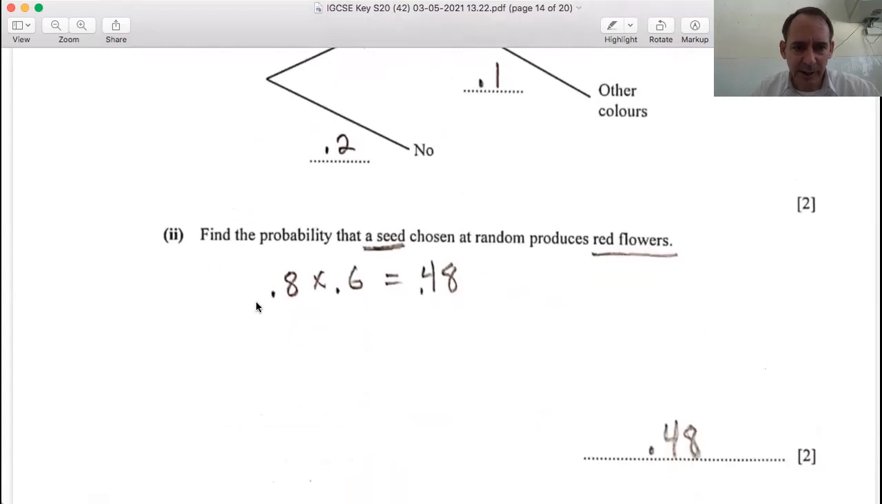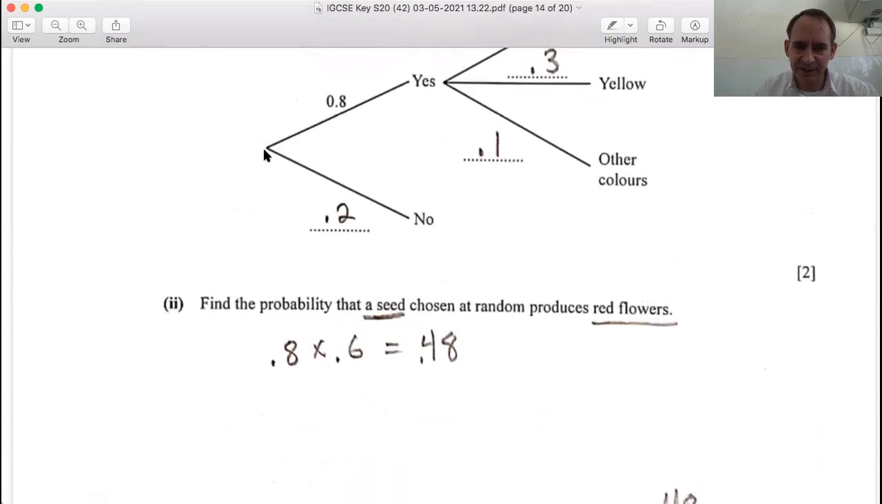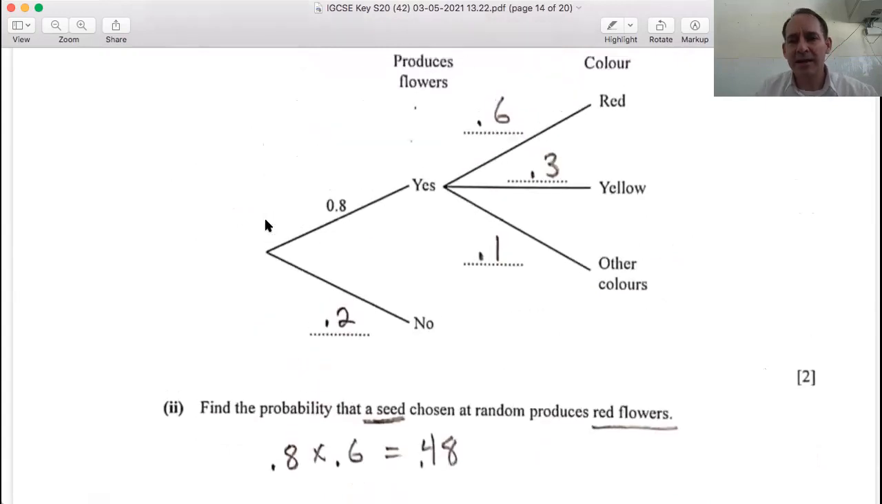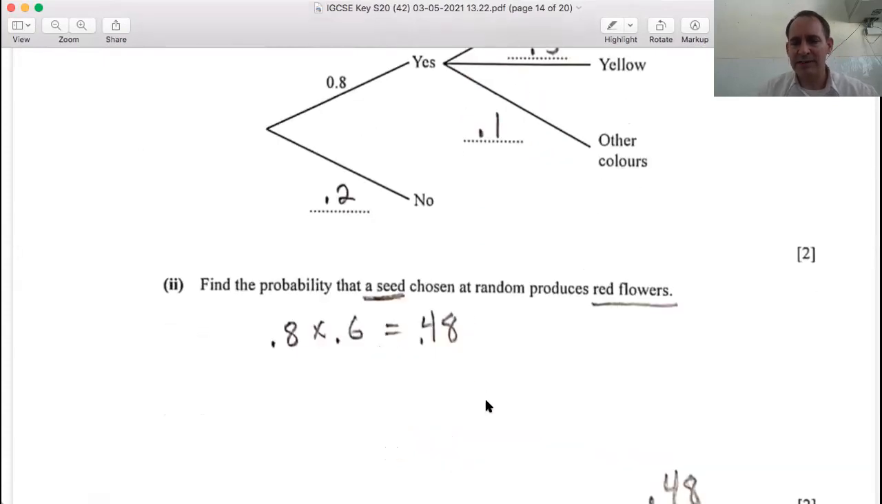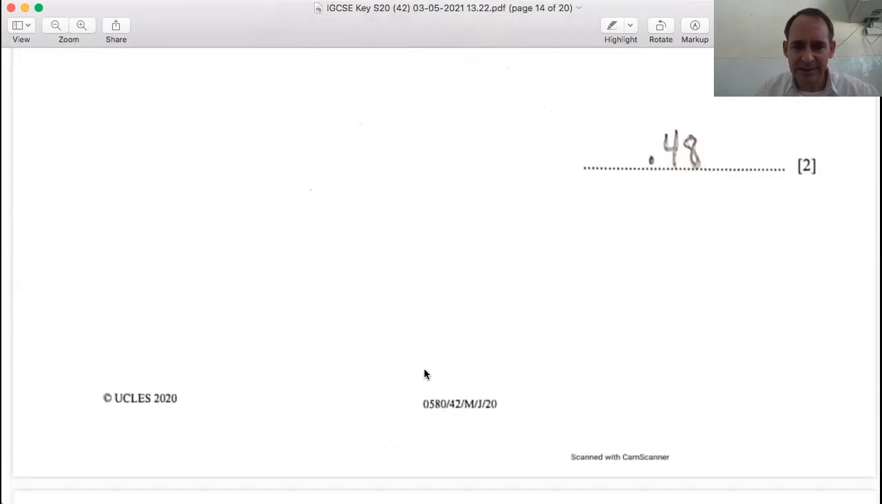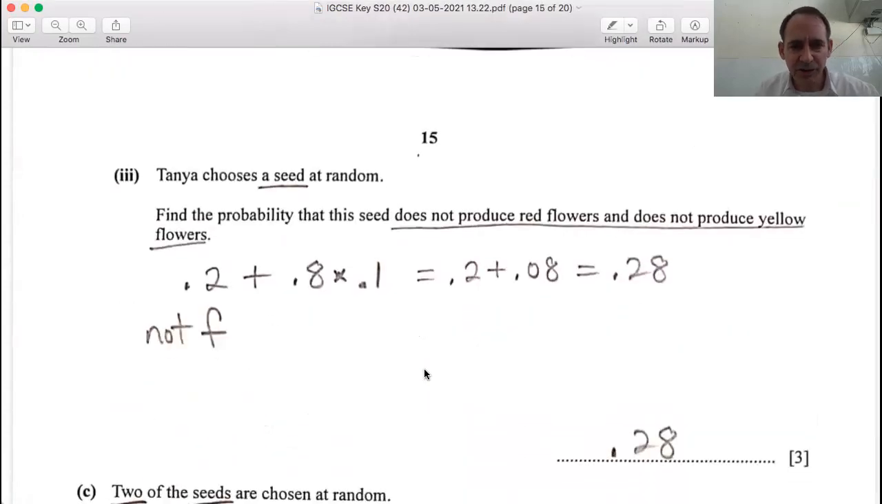Part 2 here, or part II, find the probability that a seed, so now we're starting here at the beginning, it has not flowered yet, we're at the seed point. Find the probability that a seed chosen at random produces red flowers. So we have to go down this pathway here, all the way from seed to flowering, yes, and then becoming red. So that's 0.8 times 0.6 is 0.48. Then Tanya chooses a seed at random. Again, it's starting at the seed point, not at the flower point.